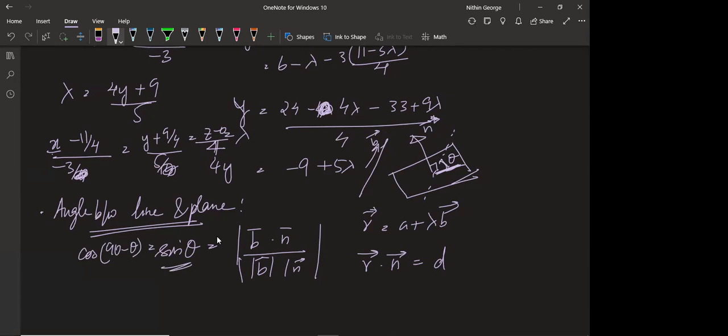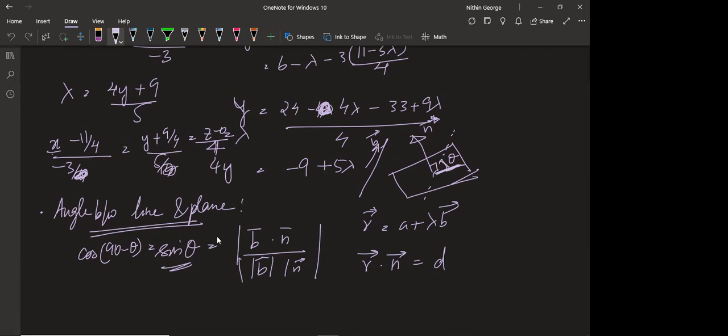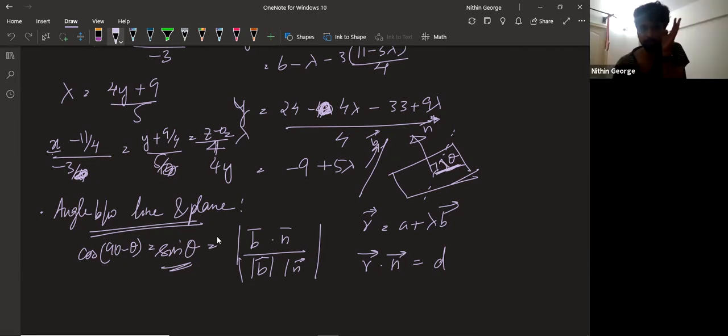Sir, I didn't understand that, sir. Okay. So you have the B vector going along this thing. So how do you find the angle between two vectors? Cos theta equal to this. You find the dot product and divide by the product of the moduli. You get cos theta, right? Yes, sir. That's the same thing we're doing here.